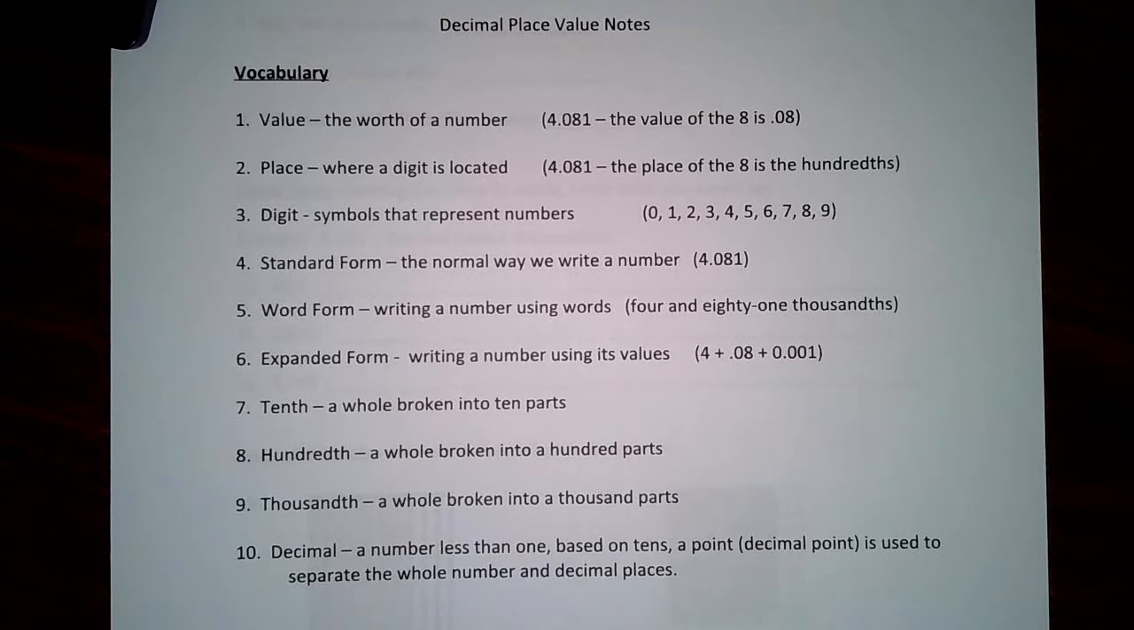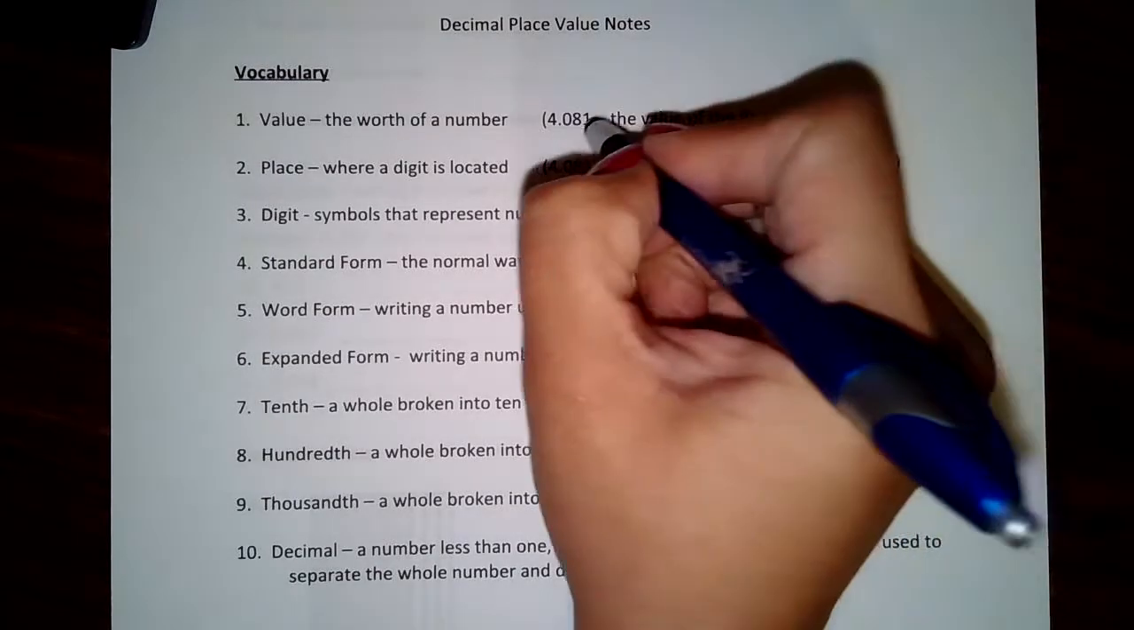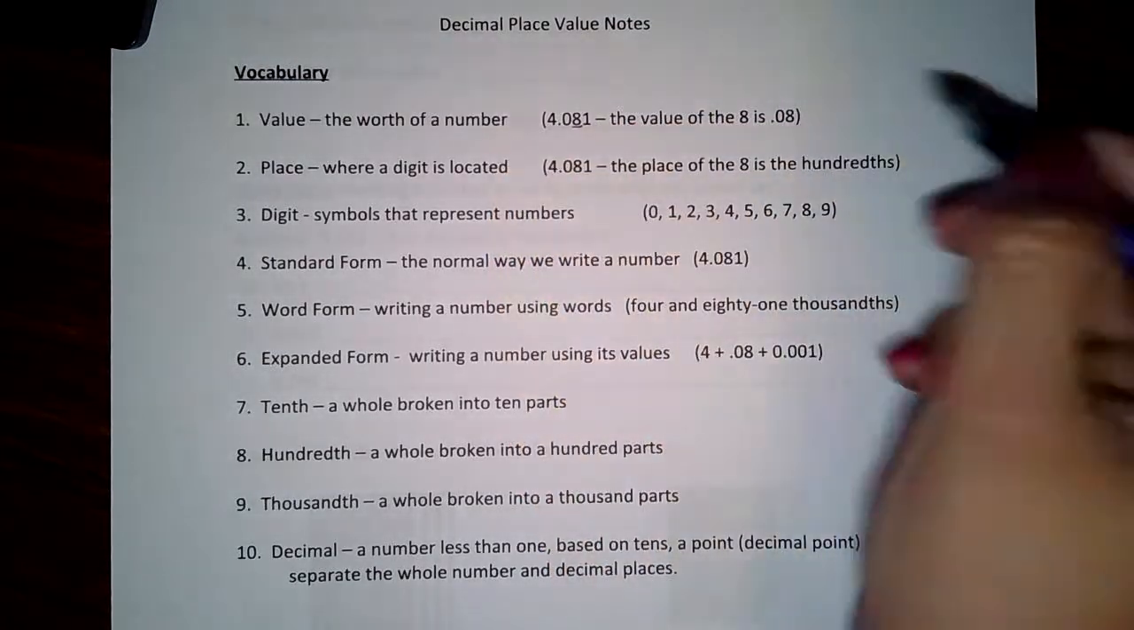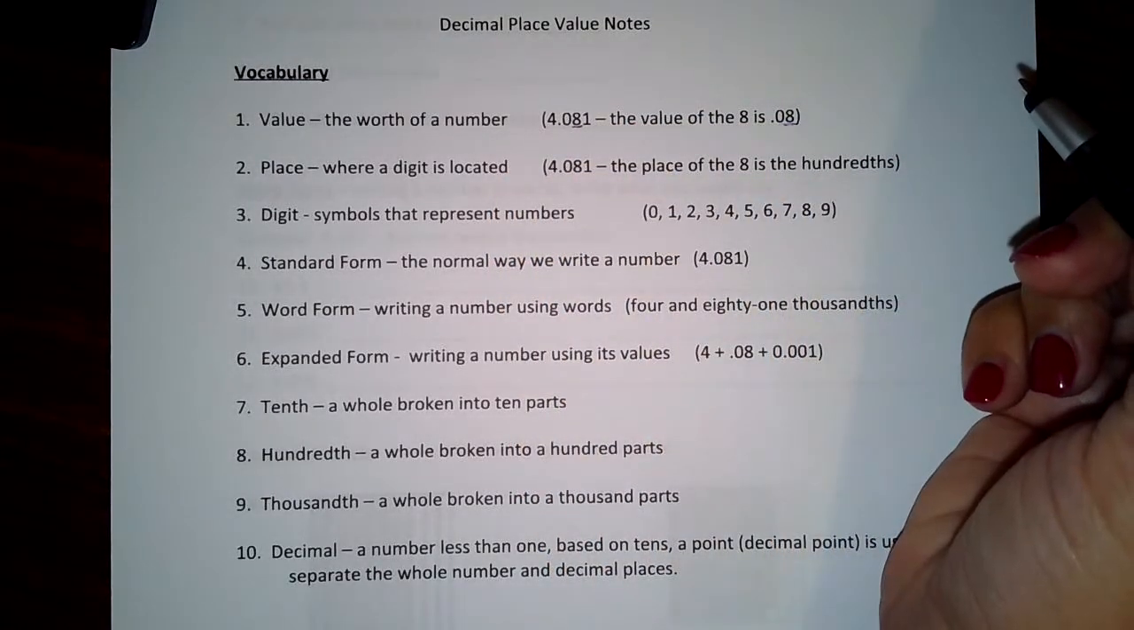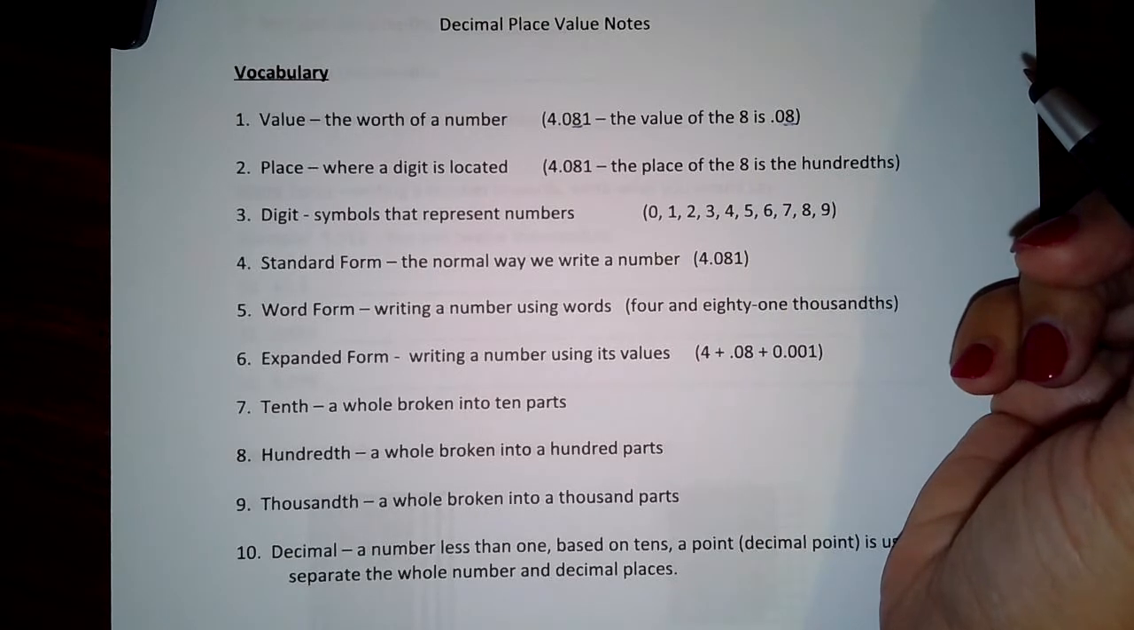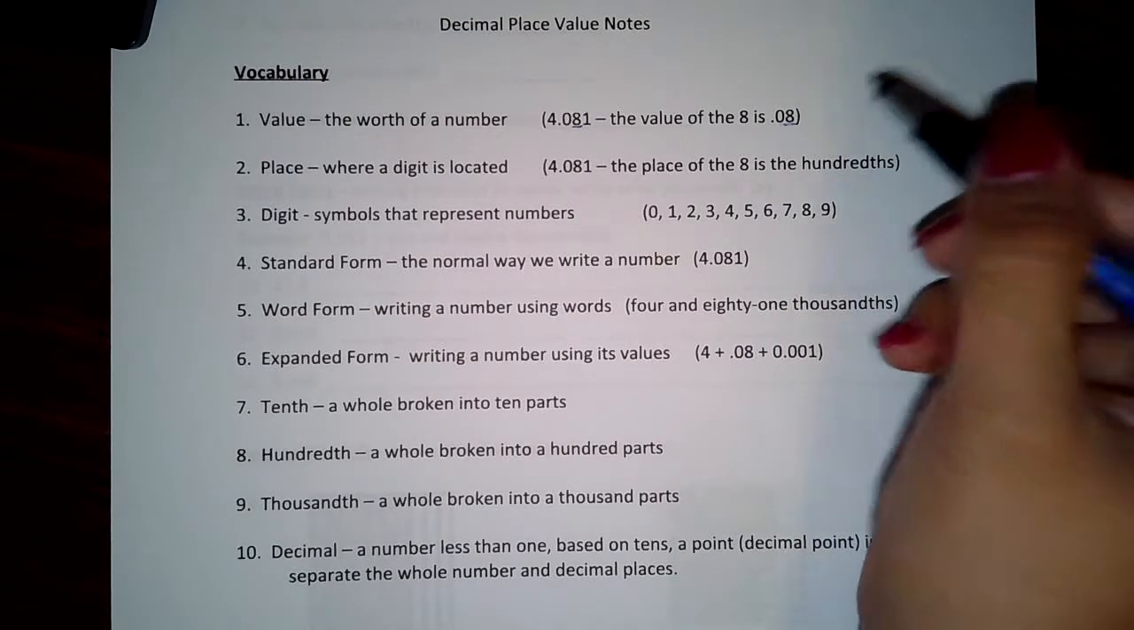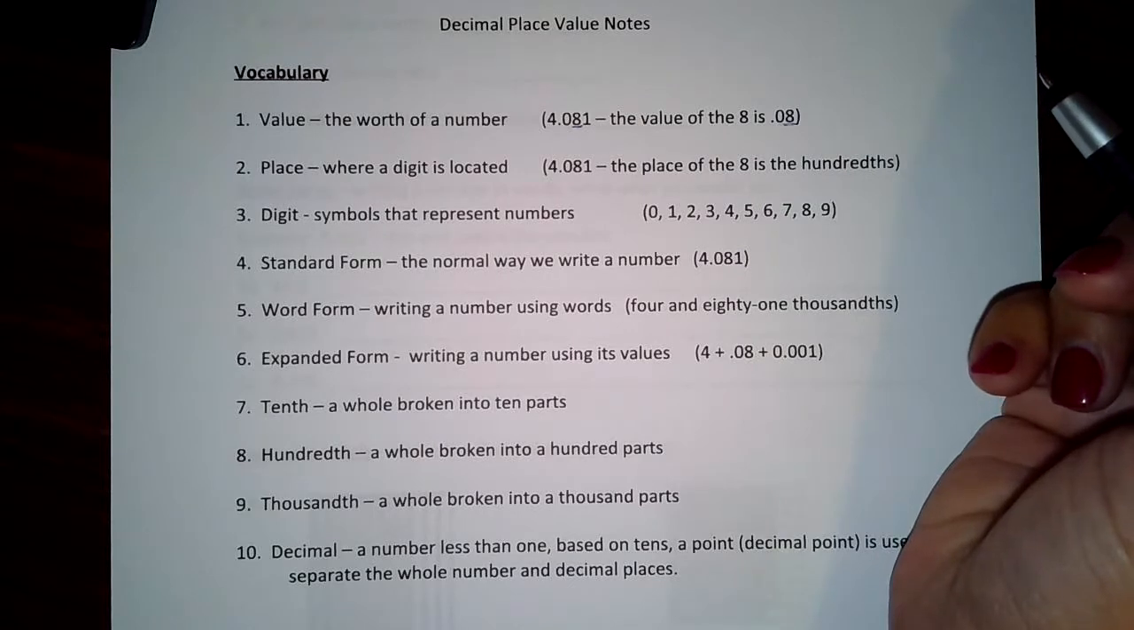The value, we've been talking about value for the past couple of weeks using whole numbers, is the worth of a number. So the worth of this 8 is 8 hundredths. Okay, that's the value of it. It's kind of like expanded form. So it's the value of the 8.